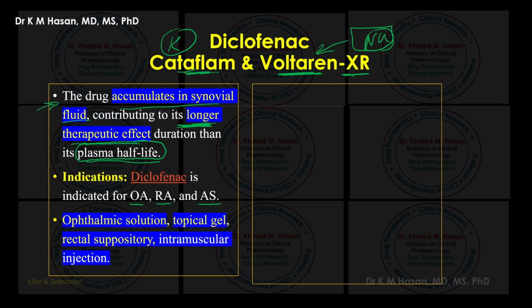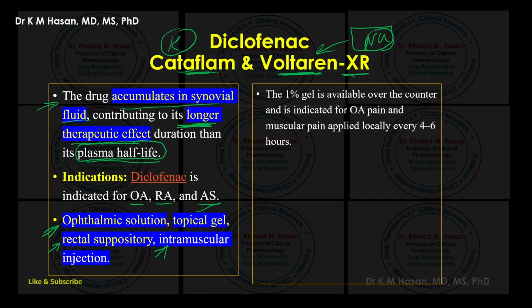This medication is available as an ophthalmic solution, topical gel, rectal suppository, and intramuscular injection. Diclofenac is available over the counter as a gel and can be applied by patients suffering from osteoarthritis pain, applied locally every 4 to 6 hours. It is very important to emphasize the frequency of using the gel. It's not once per day, it could be 4 to 6 times per day to see the effect of the Voltaren gel.